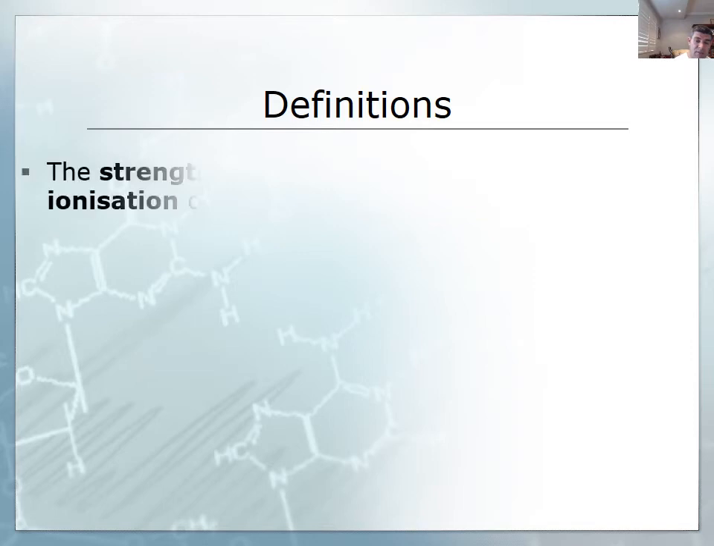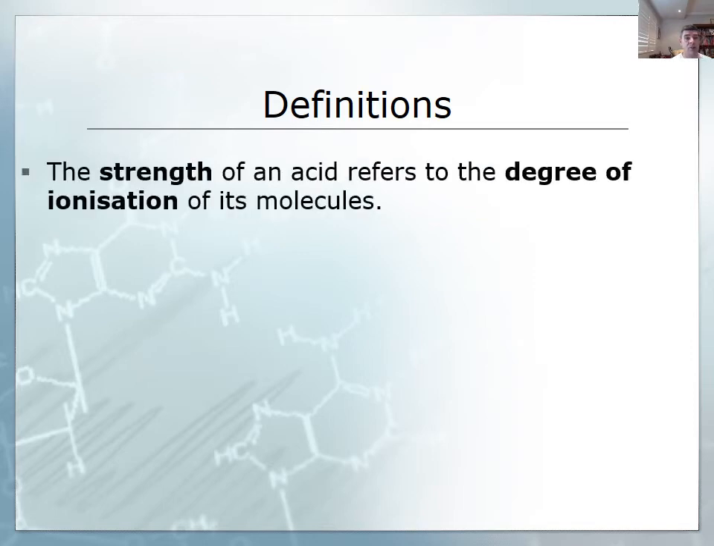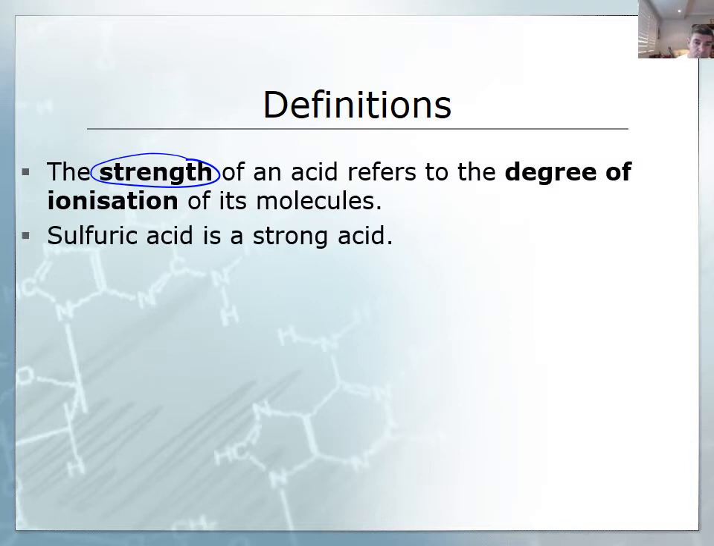So a couple of little definitions then we need to look at. The two things that really describe acids are their strength and their concentration. The strength refers to the degree of ionization of the molecules. That is, how readily those acid molecules produce the hydronium ion and the anion. Sulfuric acid is regarded as a strong acid. This is because it completely ionizes.